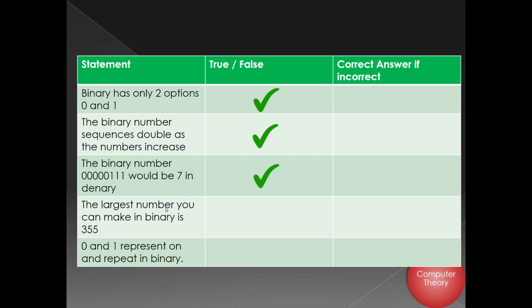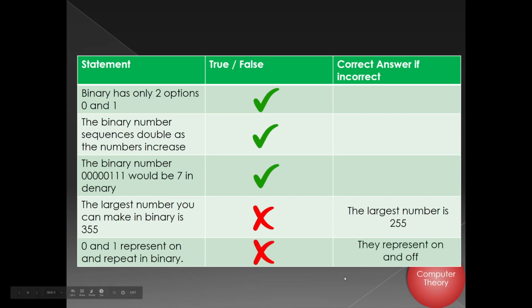The largest number you can make in binary is 355. Now, in 8-bit binary, that is false, because the correct largest number you can make in 8-bit binary is 255. And finally, 0 and 1 represent on and repeat in binary. That is false, because as we've already covered, it represents on and off. Now, if you got any of these incorrect, you can obviously put your correct answer in the box to the right hand side.